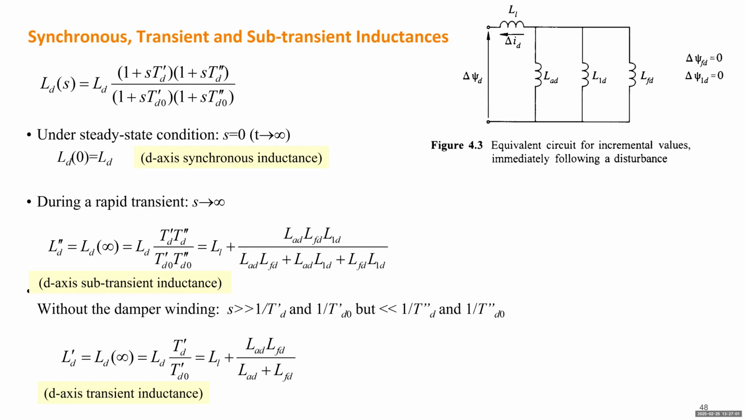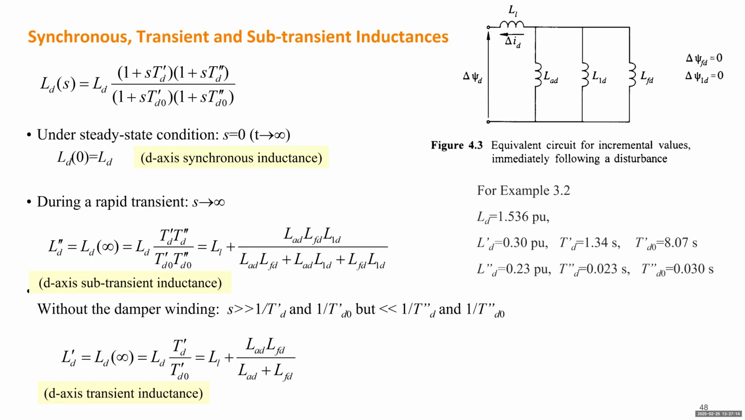So that will make some of the factors in this formula be bigger than the others, so you can ignore the unimportant ones. Then you can get the conclusion. So for that transfer function, it will take a value under steady state as constant LD. For subtransient dynamic, it will have this value. And for transient dynamic, it will have this value.